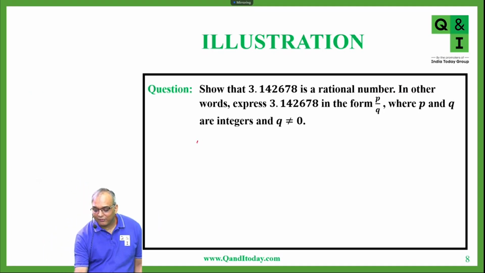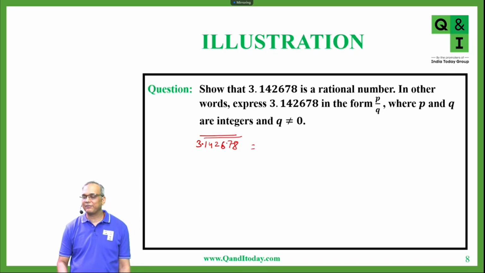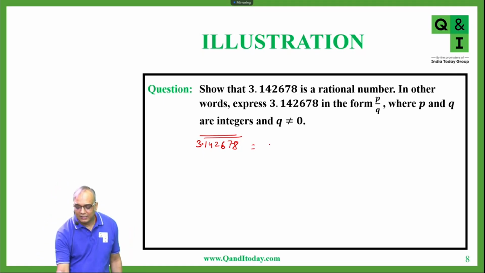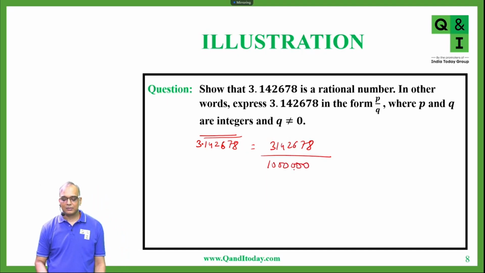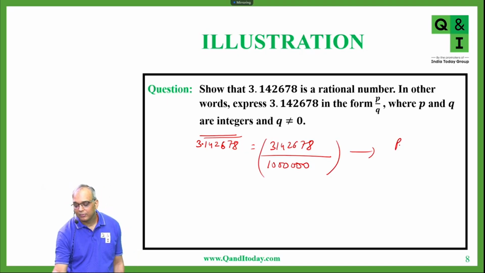So when you convert a decimal into a rational number, 3.142678, if you have to convert it into rational, how many digits are there after the decimal? There are 6 digits after the decimal. So you will have to divide it by 10 to the power 6. So this is 3142678 divided by 1 followed by 6 zeros. Okay. So this is your P by Q form.